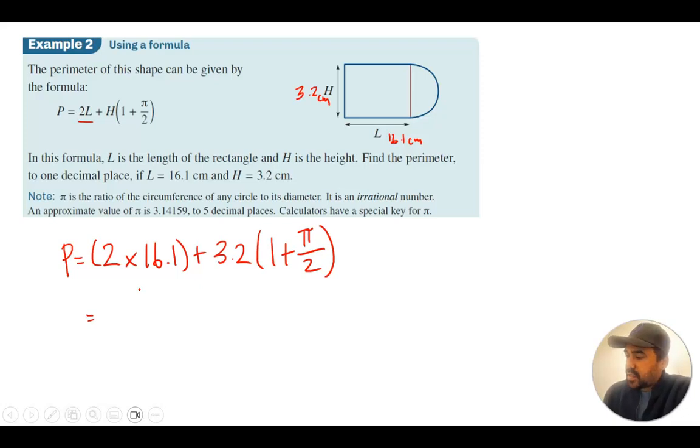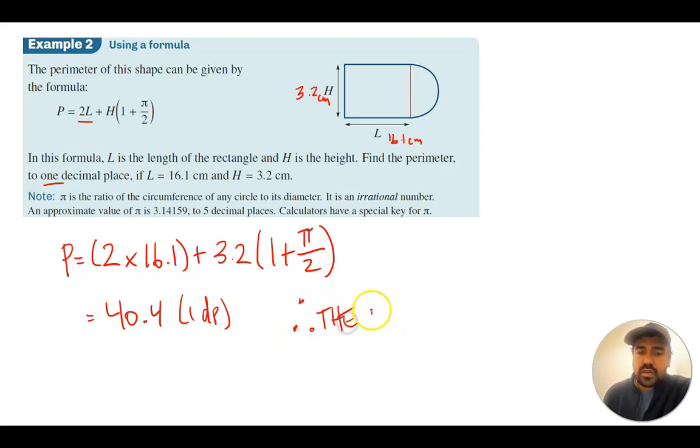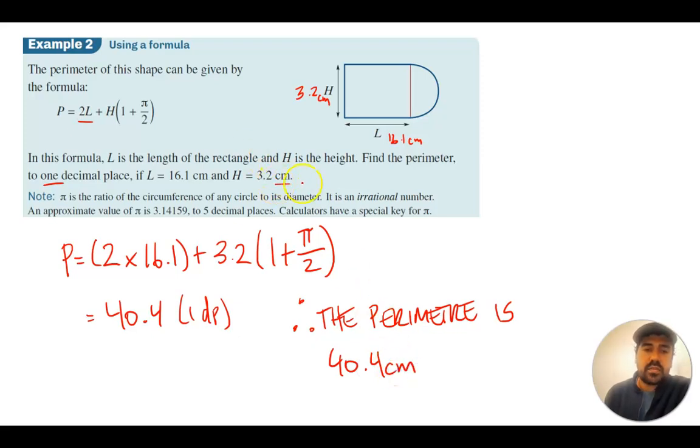And it's also asking for a particular decimal place. It's asking for 1 decimal place. So when we put this in, we should get 40.4, and this here is 1 decimal place. So again, therefore, the perimeter, so the given perimeter here is 40.4, and the context is in centimeters based on what's being provided here and there. So 40.4 centimeters.